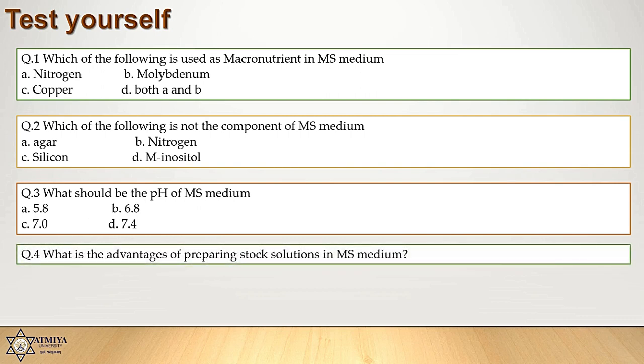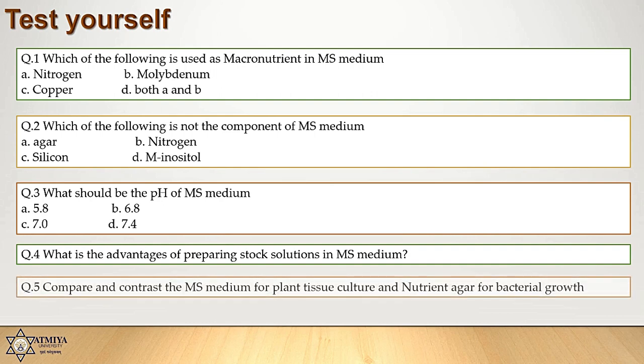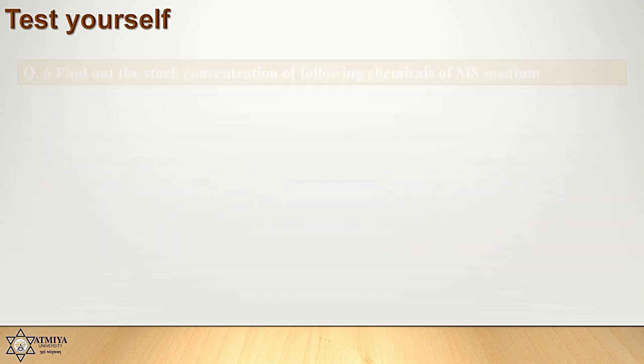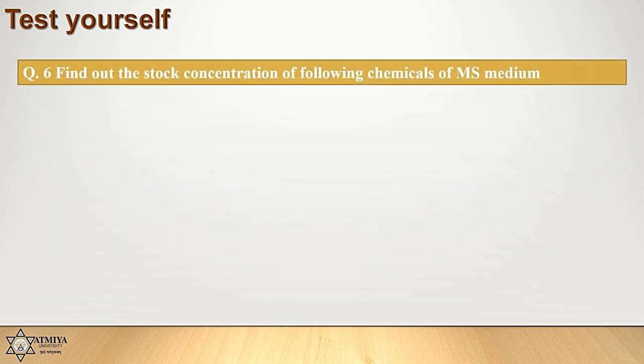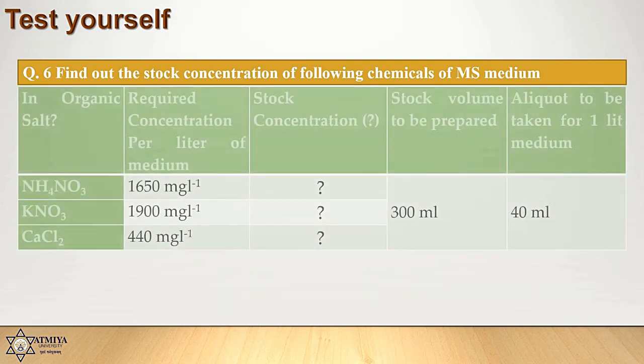Question 4. What are the advantages of preparing stock solutions in MS medium? Question 5. Compare and contrast the MS medium for plant tissue culture and nutrient agar for bacterial growth. Question 6. Find out the stock concentration of the following chemicals of MS medium.